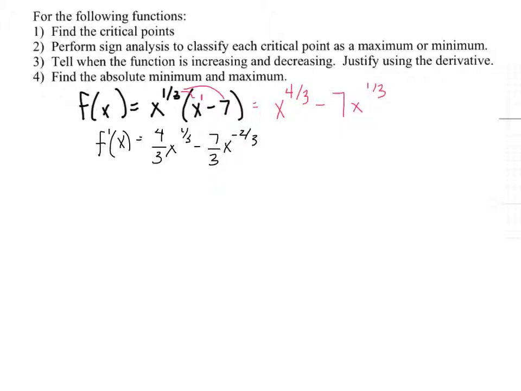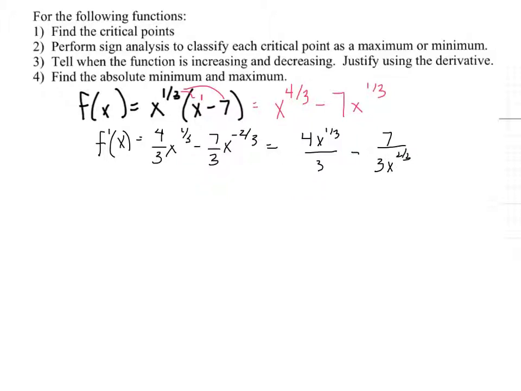Now, as we are going to have to find critical points, I think it's easiest to rewrite this in a nice fractional form. So 4/3 x to the 1/3 could be written as 4x to the 1/3 over 3. And then this 7/3 x to the -2/3 could be written as 7 over 3x to the 2/3.